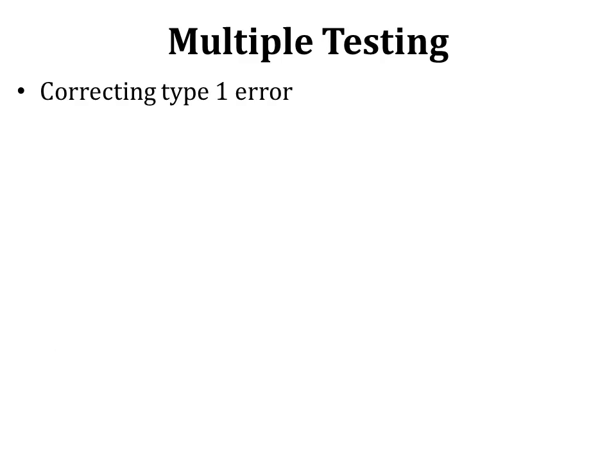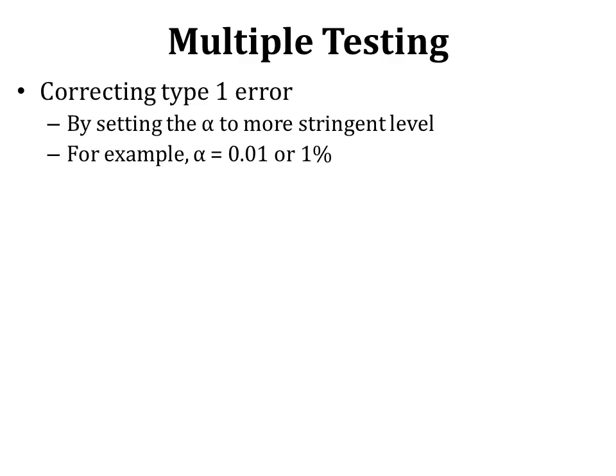So are we left at the mercy of the type 1 error, that we are going to make type 1 errors as the number of multiple tests increases? No, there is a way to correct the type 1 errors. And how can these type 1 errors be corrected? By setting the level of significance to a more stringent level. For example, an alpha level of 0.01 or 1%.